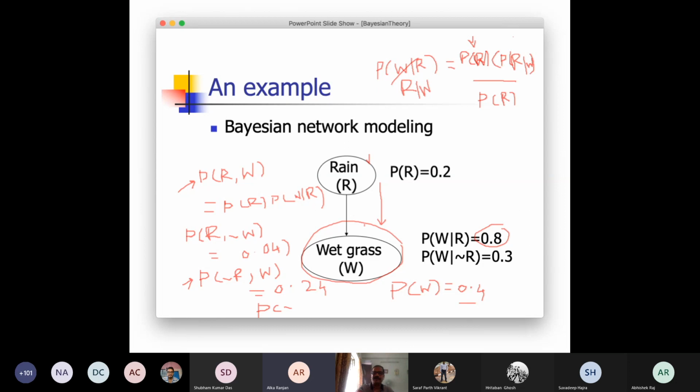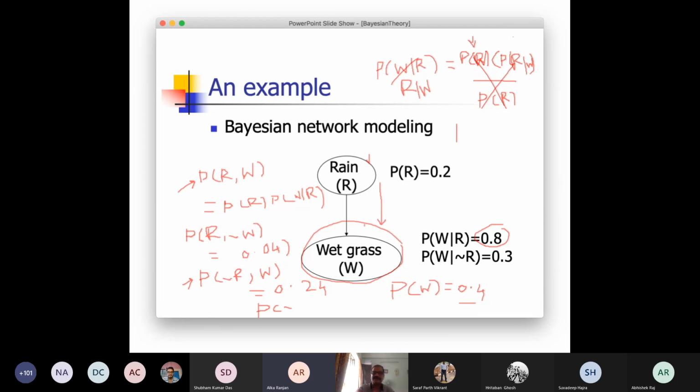I would like to compute this here. Right, so let us come to this. I would like to find out, if it is wet grass, then what is the probability that it rains? Which means I have to compute this: probability of R given W.